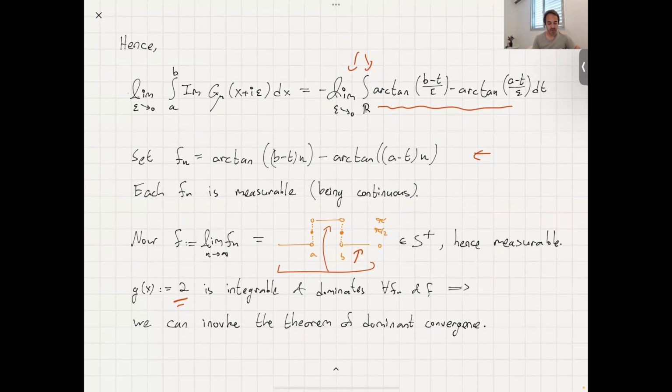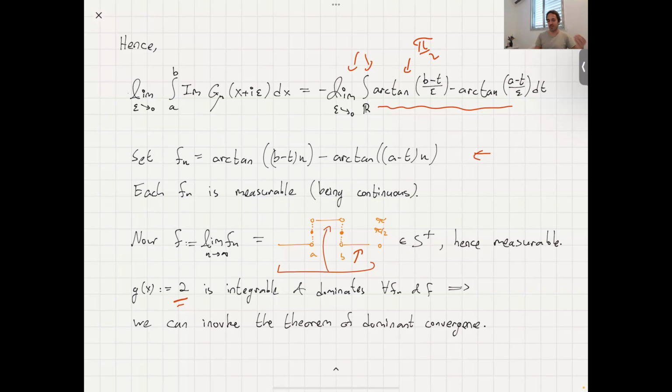Okay? And you can easily see that this limit function, as well as the arctangents that you have, are bounded by 2. Maybe we need more than 2, because the arctangent is at most pi over 2, but the subtracting can give you pi maybe. So let's call it 20 and be on the safe side. But all the f_n's and the f are bounded by a constant.